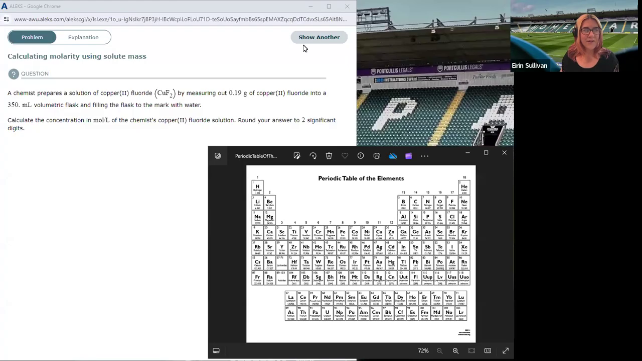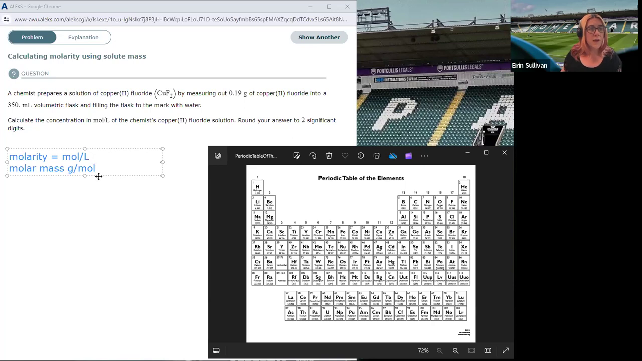To calculate molarity using solute mass, we're just going to put together two concepts that we already know. We know what molarity is: the concentration in terms of moles per liter. So molarity equals the amount in moles divided by the volume in liters. And we can use molar mass as our conversion factor between mass in grams and moles. Molar mass is in grams per mole.